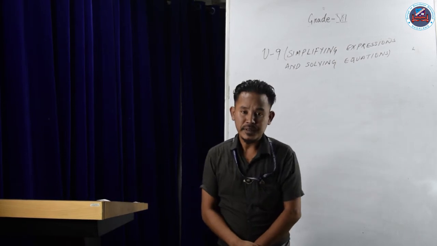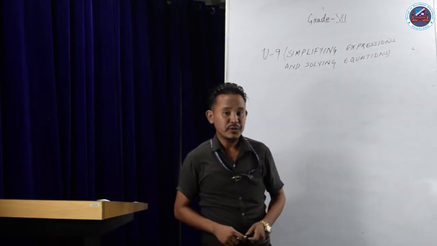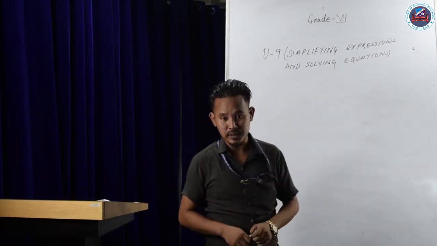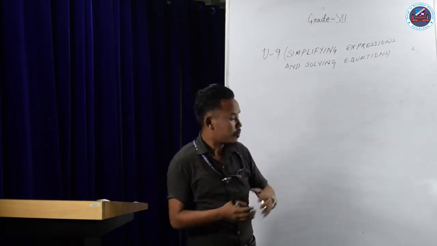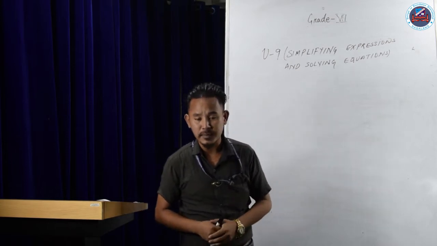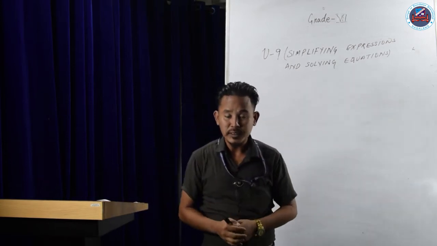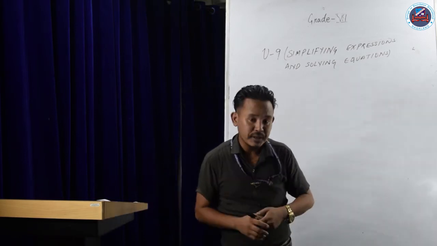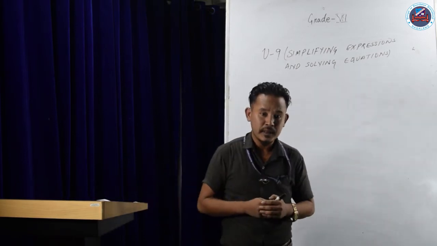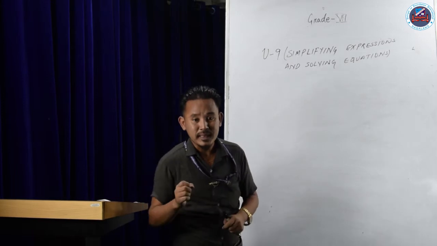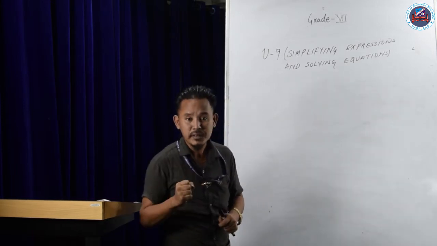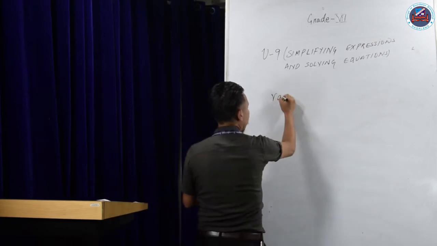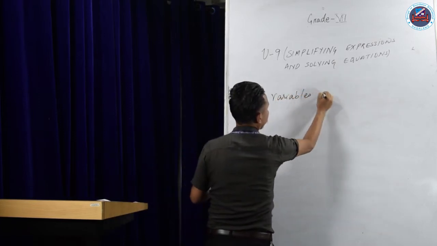Today, I'll be starting with chapter 9, that is simplifying expressions and solving equations. Before we go into the exercise in the chapter, let me first explain what we actually mean by expressions. Define an algebraic expression. What does it actually mean? An algebraic expression is a combination of variables and constants.